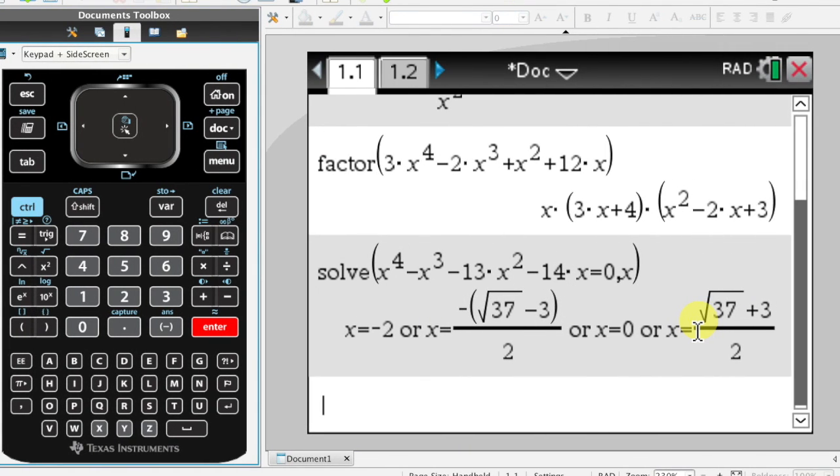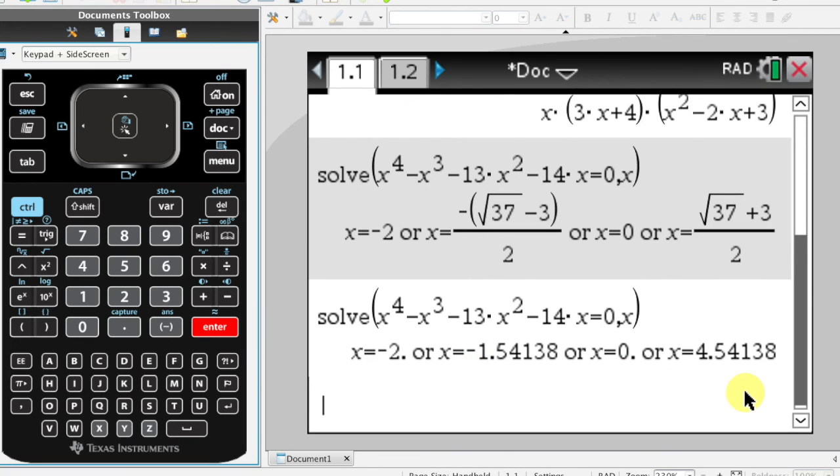Of course, if I wanted approximate answers, I can just do that. And there are my 4 solutions. So just Control Enter there.